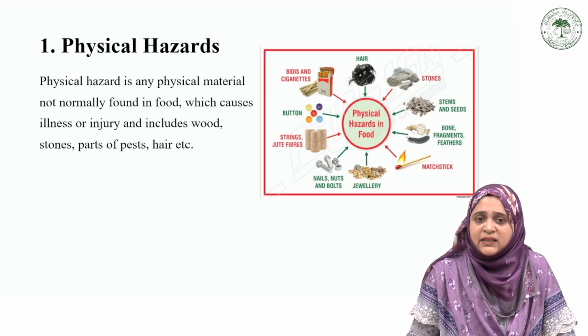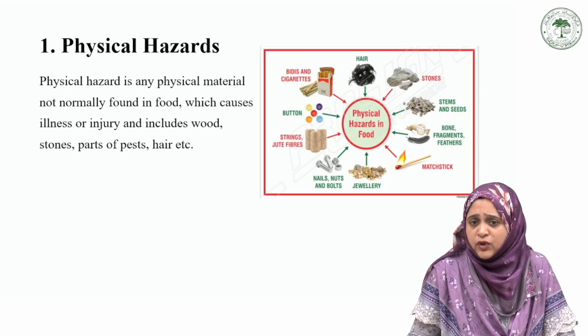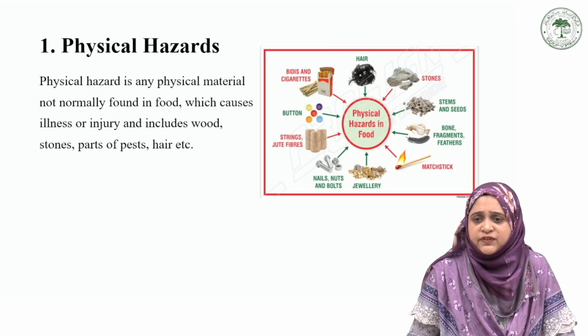First is the physical hazard. It is any physical material not normally found in food which causes illness or injury, and includes mainly wood, stone, parts of pests, hair, etc. All these are called physical hazards. Common physical hazards include glass, chipped pieces from the equipment, metal shavings and cans of oils, stapler pins, blades, plastic or chipped pieces of disposable items, lint and threads, band-aids, hair, fingernails, jewelry pieces. All these are examples of physical hazards.